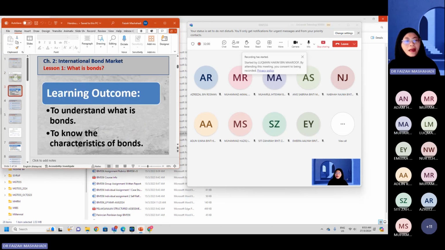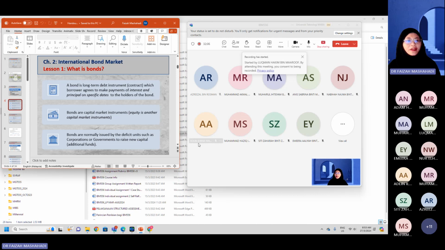Next slide. These are the learning objectives: to understand what a bond is and to know the characteristics of bonds. Bonds, by definition, are a long-term debt instrument, right? Purchasing this bond paper won't guarantee any percentage of ownership or stake in the deficit unit's company, the issuing company. A bond is a debt instrument.